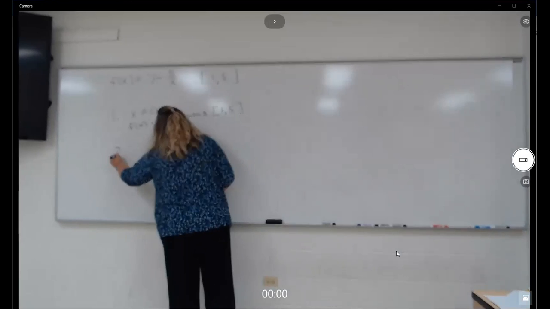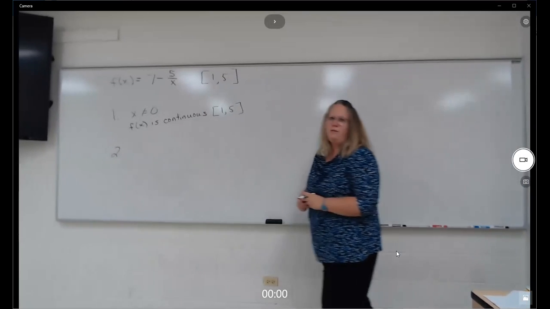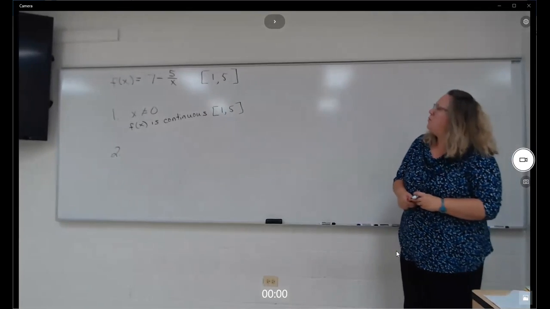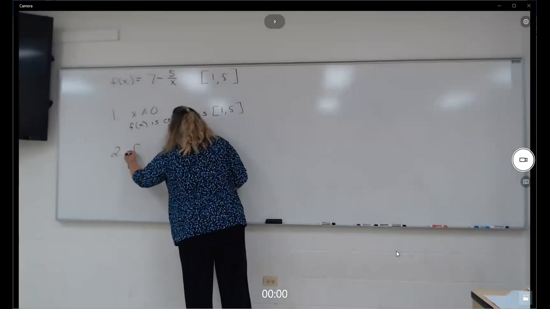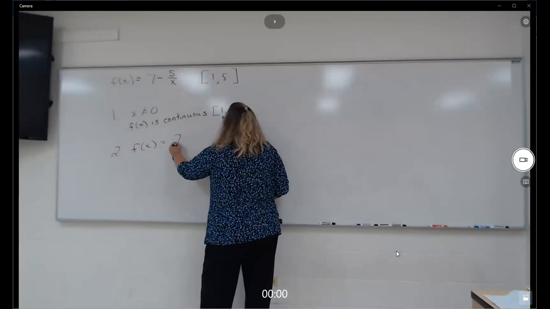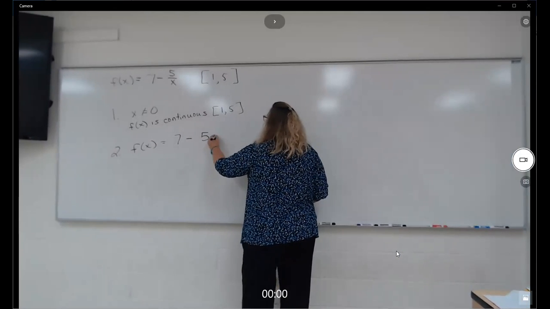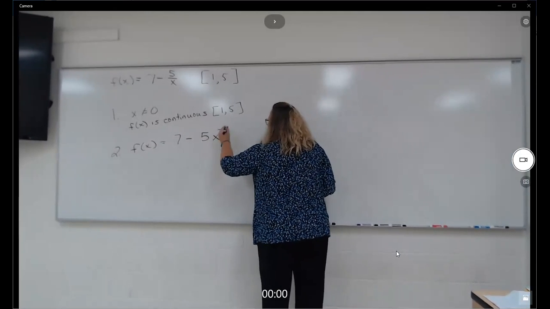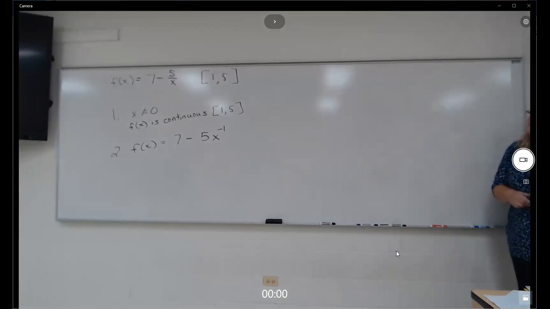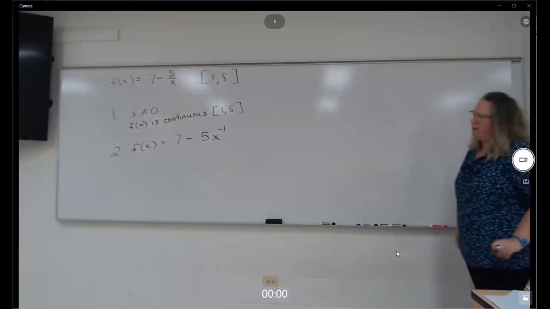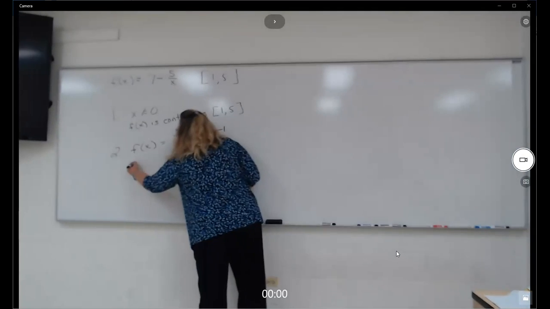All right, step 2 says we have to check the derivative. Do we have any problems between 1 and 5 for the derivative? So for 2, I'm going to first write f of x as 7 minus 5x to the negative 1. As much as we like how they gave it to us, when we're doing derivatives, we need exponents. We need everything on one level, we need exponents. So let's go find the derivative.